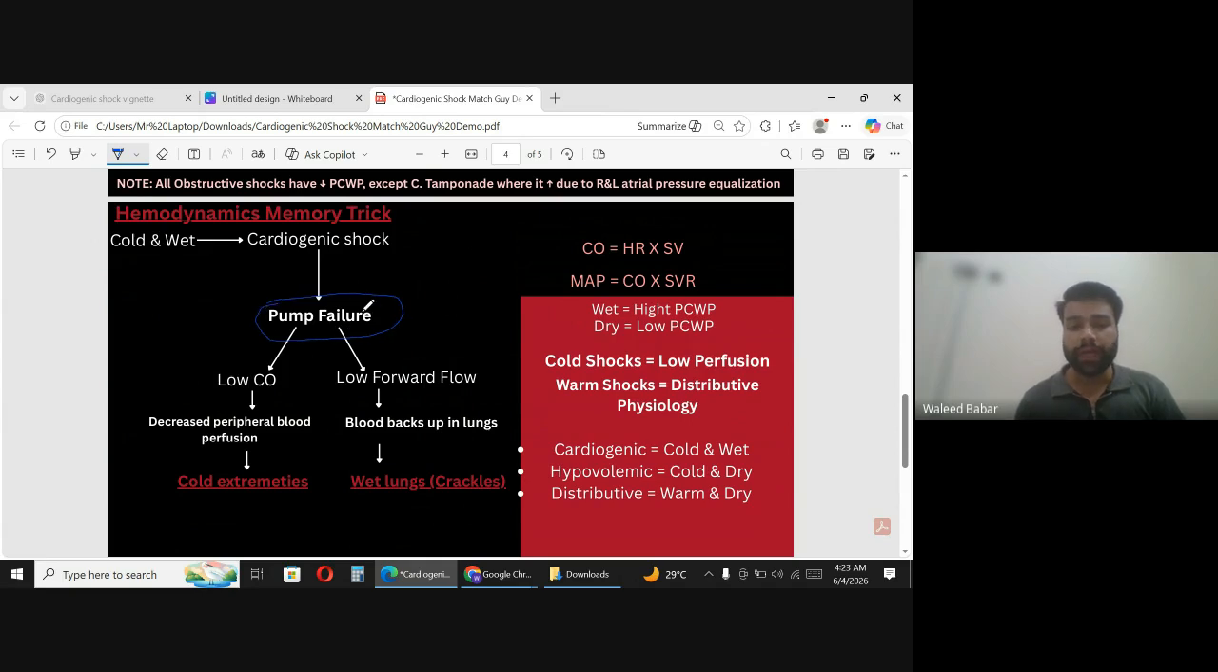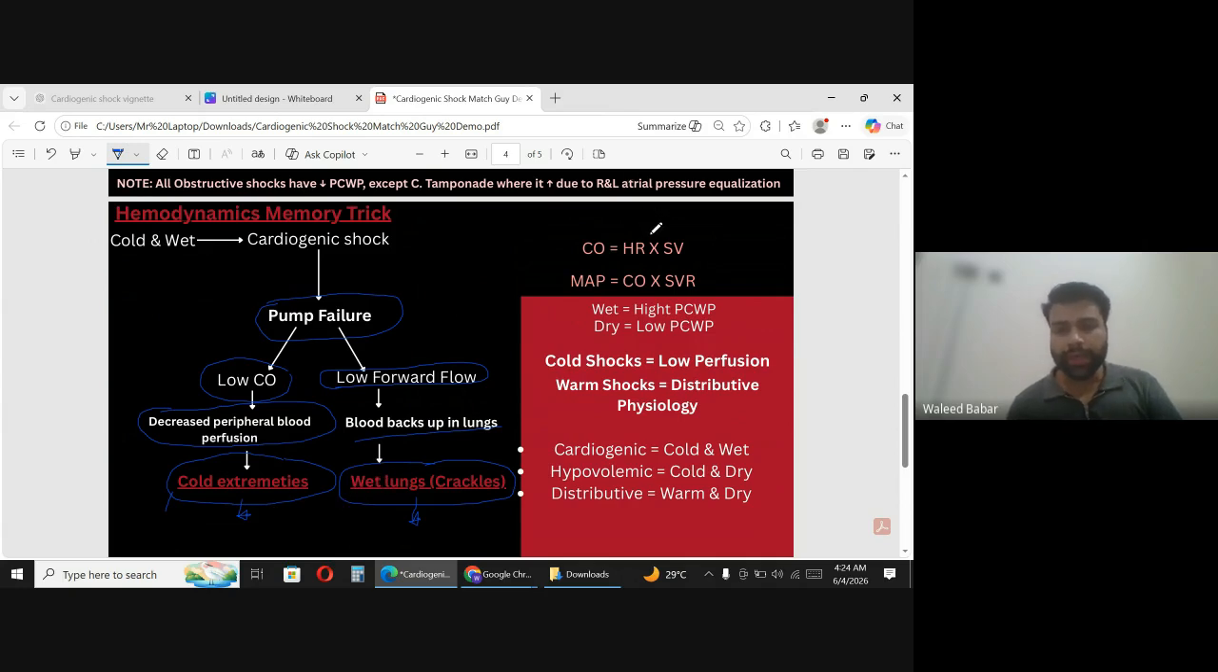And because of that, our cardiac output is going to be low, and it's going to reflect in the form of decreased peripheral blood perfusion. And because of that, we are going to have cold extremities. That's an exam clue. And because of pump failure and low forward blood flow, our blood is going to back up into the lungs. And we are going to have wet lungs with pulmonary edema, and it will show on auscultation in the form of crackles. And that's why having crackles and cold extremities are the two clues towards cardiogenic shock.